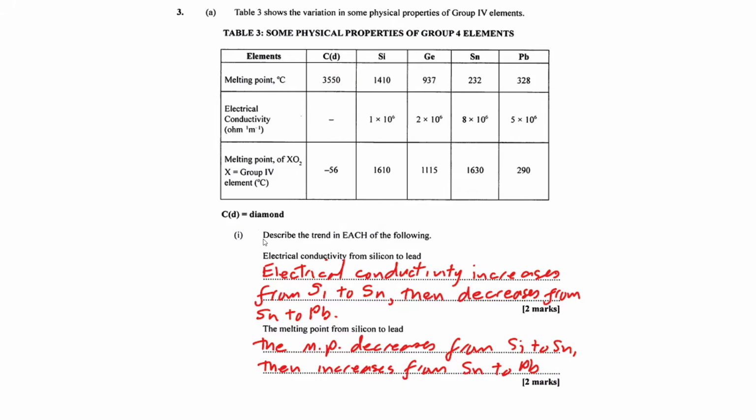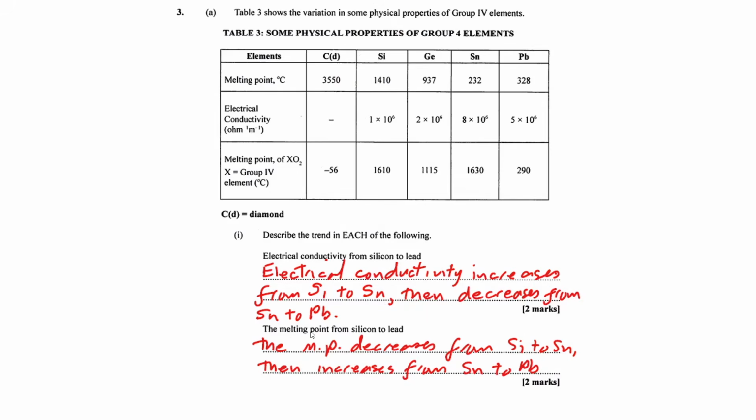So part 1, describe the trend in each of the following. Electrical conductivity from silicon to lead. So in looking at silicon to lead in electrical conductivity, we're observing the trend here. And so you can see that from that trend, electrical conductivity increases from silicon to tin, then decreases from tin to lead.